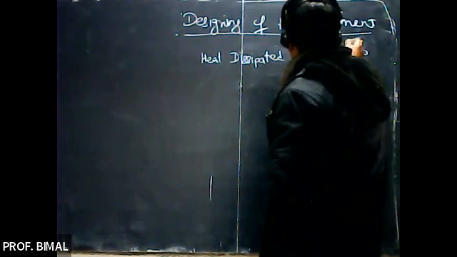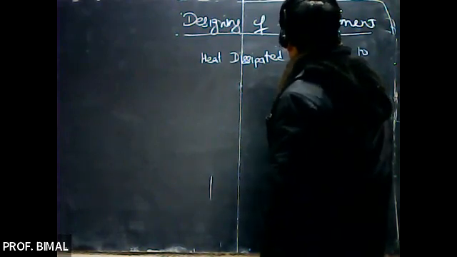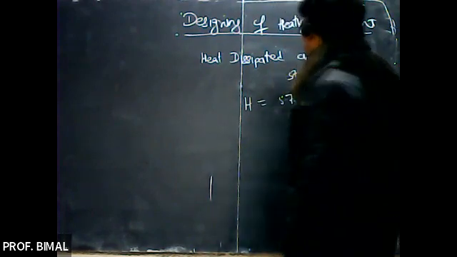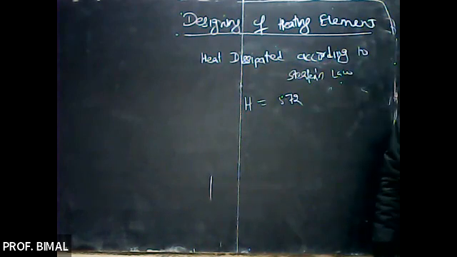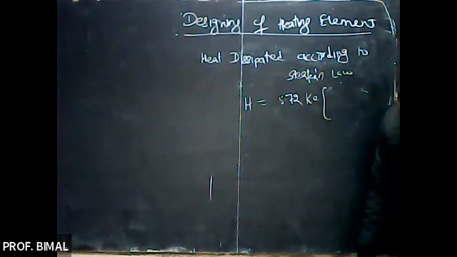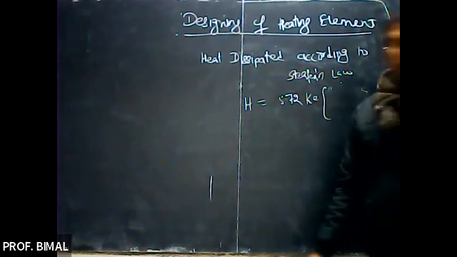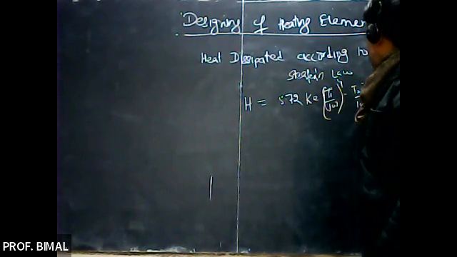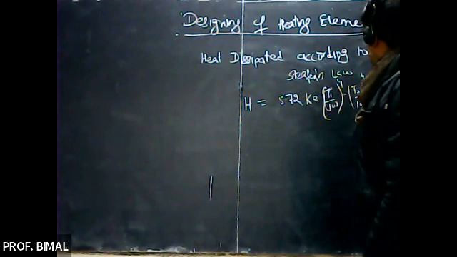So heat dissipated according to Stefan's law will be H = 5.72 K e (T1/100)^4 - (T2/100)^4 watt per meter square.